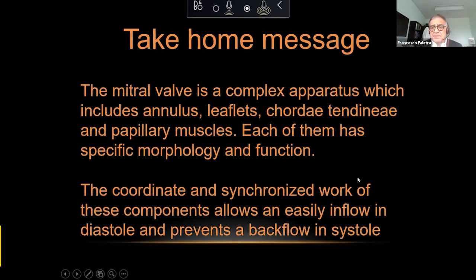So, take home message. The mitral valve is a complex apparatus, which includes the annulus, the leaflets, the chordae tendineae, and the papillary muscles. Each of them has a specific morphology and function. The coordinated and synchronized work of these components allows an easy inflow in diastole and prevents the backflow in systole. Thank you very much for your attention.